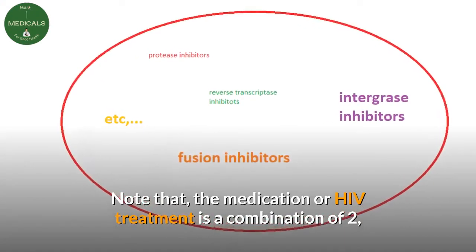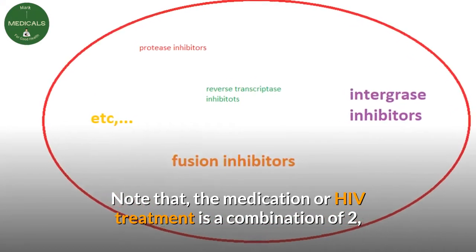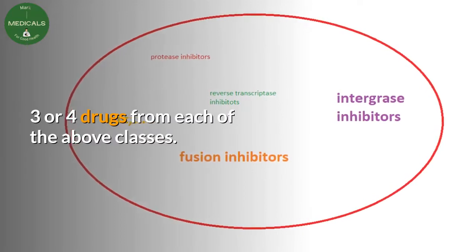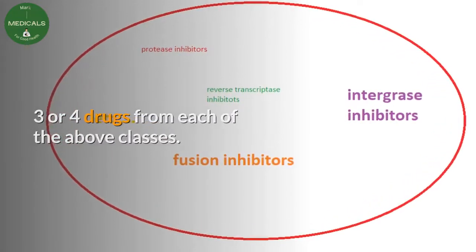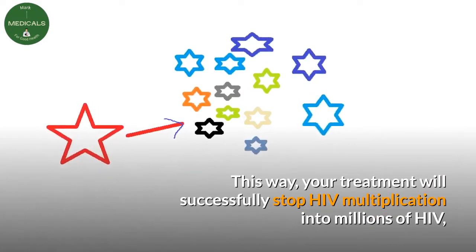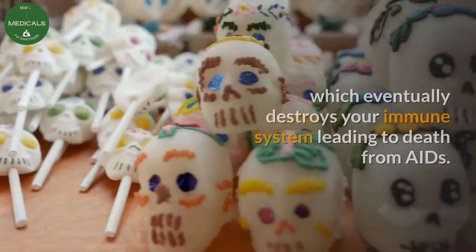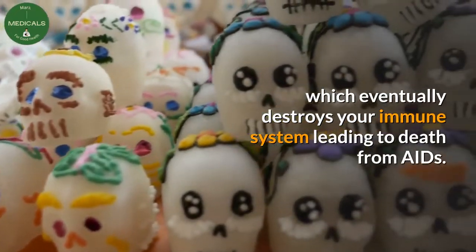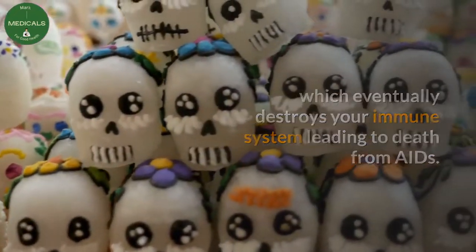Note that the medication or HIV treatment is a combination of 2, 3, or 4 drugs from the above classes. This way, your treatment will successfully stop HIV multiplication into millions of HIV, which eventually destroys your immune system, leading to death from AIDS.